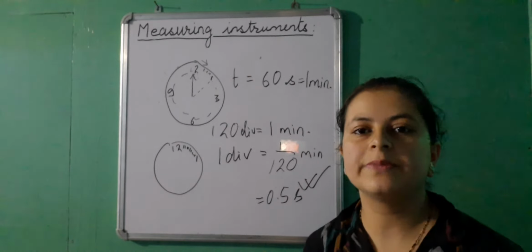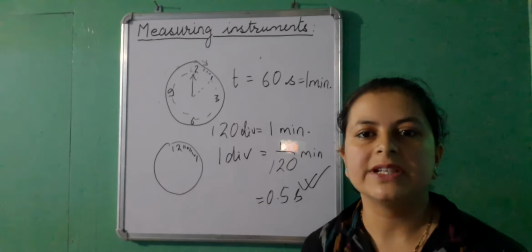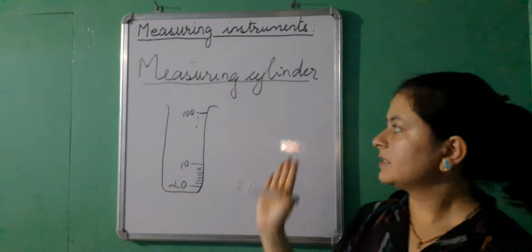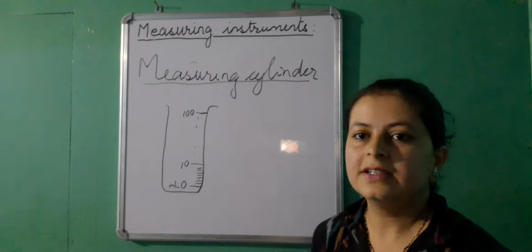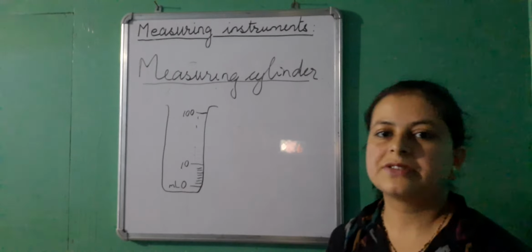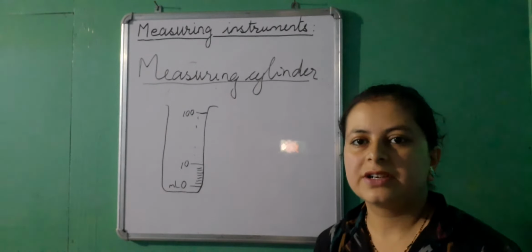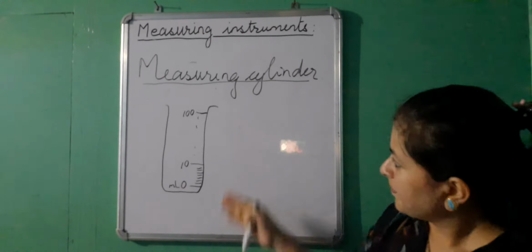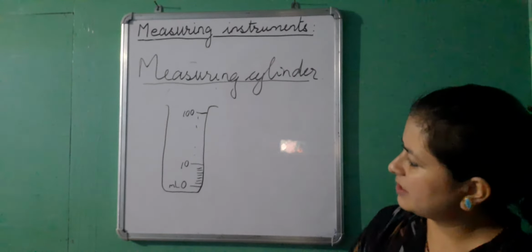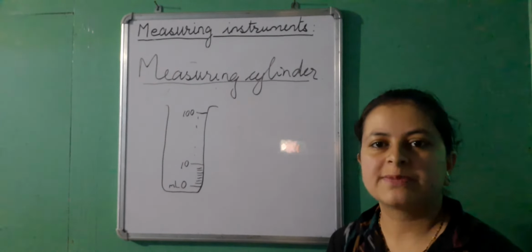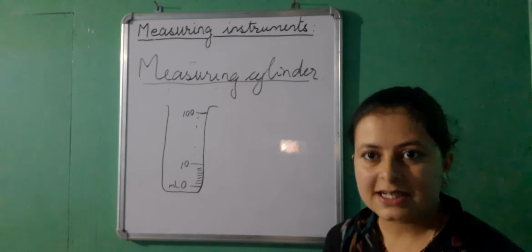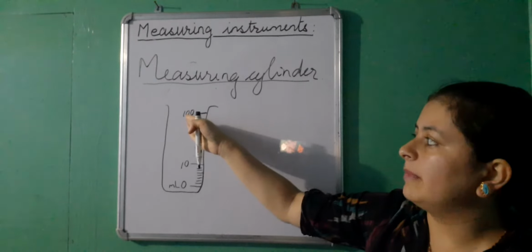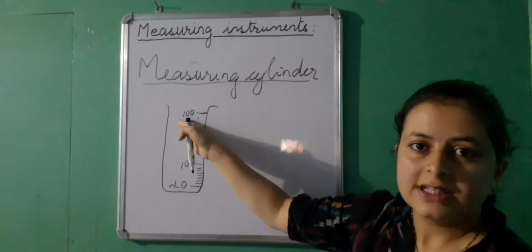The next instrument that we are taking is a measuring cylinder. Now this measuring cylinder that I have taken, it is a 100 ml measuring cylinder. Okay, measuring cylinder is an instrument that measures the volume, by the way. Okay, so this particular measuring cylinder that I have taken, just to explain to you the least count, I have taken a measuring cylinder which can measure a volume up to 100 milliliter.